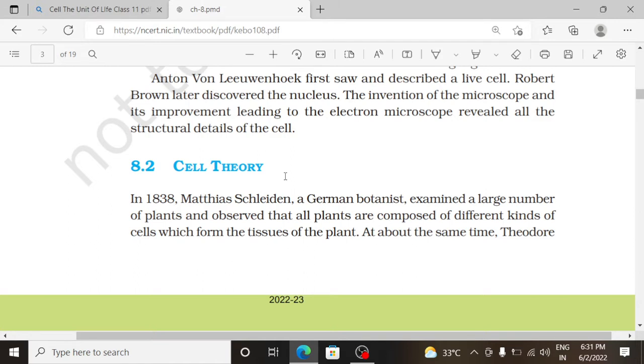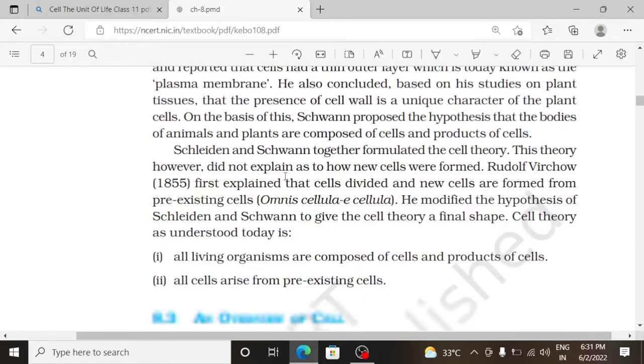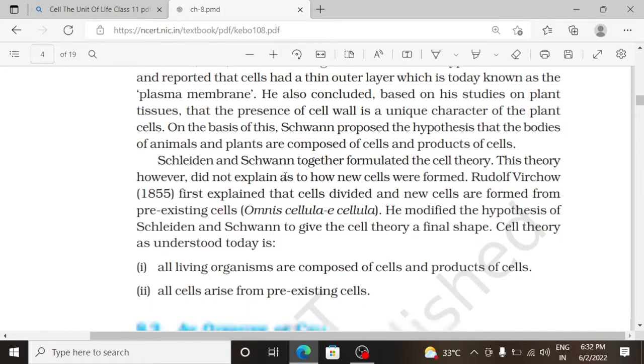large number of plants and observed that all plants are composed of different kinds of cells which form the tissues of the plant. At about the same time, Theodor Schwann in 1839, a British zoologist, studied different types of animal cells and reported that cells had a thin outer layer which is today known as plasma membrane. He also concluded, based on his studies on plant tissues, that the presence of cell wall is a unique character of the plant cells. On the basis of this, Schwann proposed the hypothesis that bodies of animals and plants are composed of cells and products of cells.